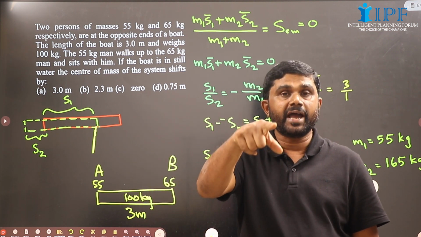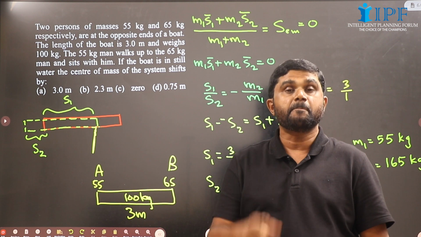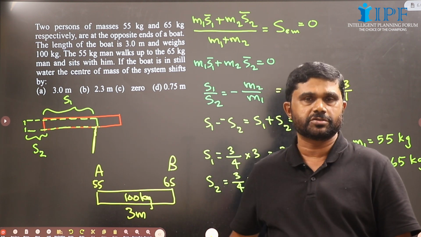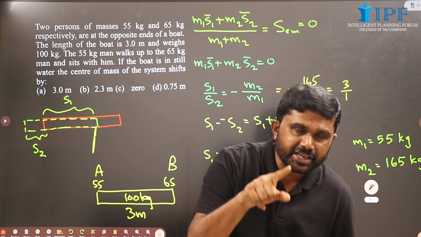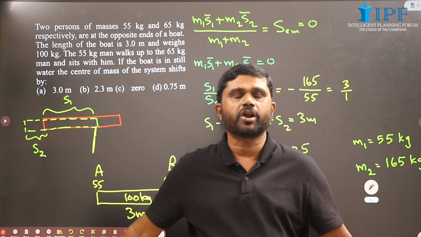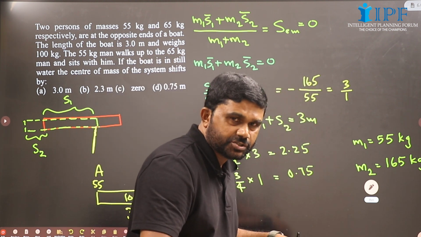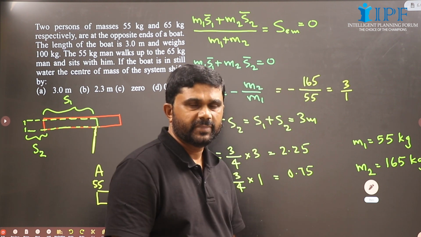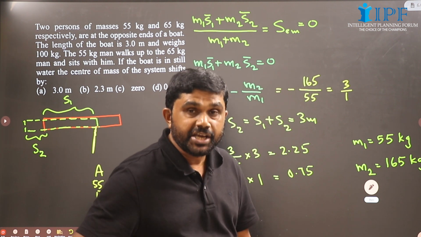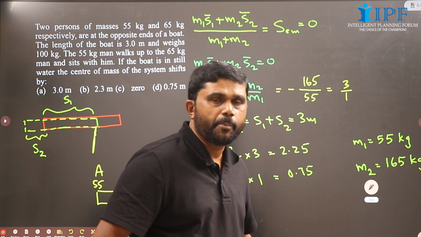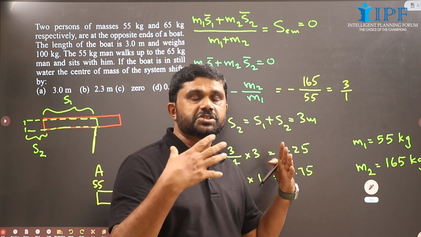And as the man walks over the boat, the man exerts a force on the boat, and the boat will exert an equal reaction on the man. So what happens actually there? See, when the man pushes on the boat with his feet, the boat exerts an equal reaction on the man. So the man will be moving forward due to this reaction.